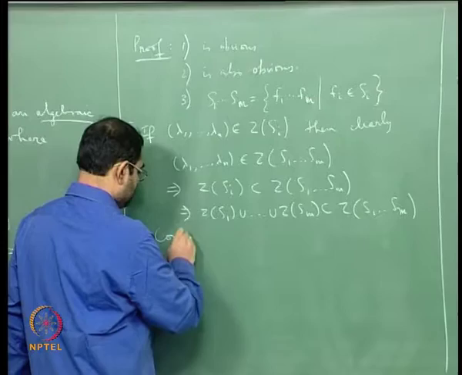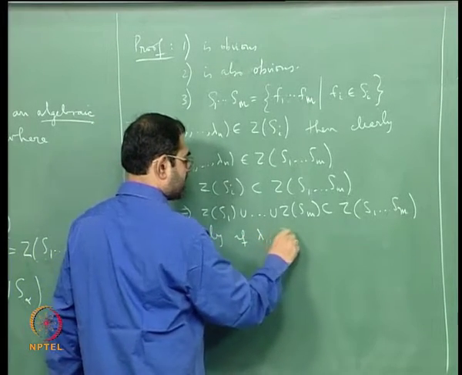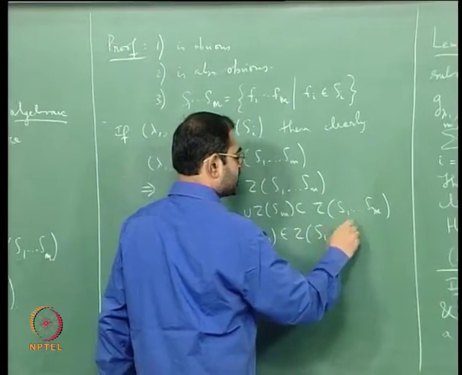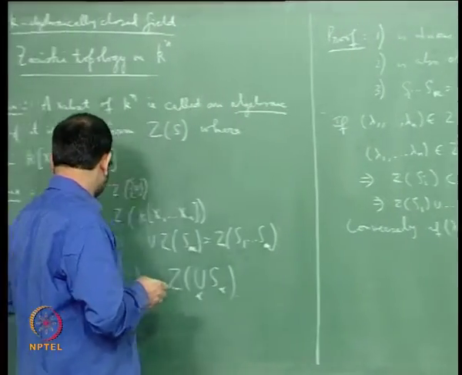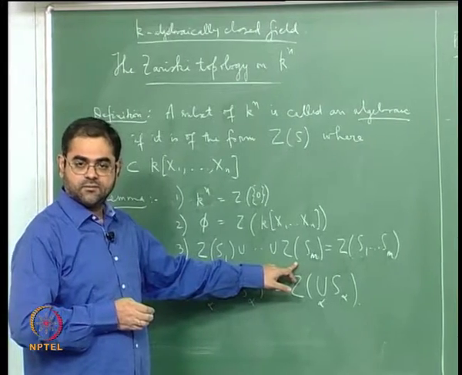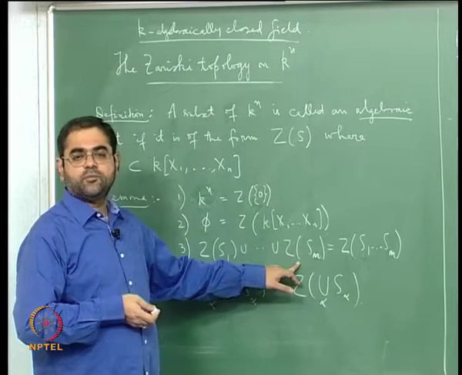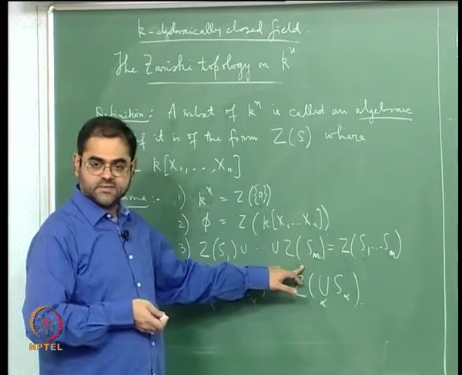Conversely, if (lambda 1, ..., lambda n) is in Z of S1 through Sm, then you have to show that it is in at least one of the Z of Si for some i. So how do you prove it? You prove it by contradiction. You assume it is not in any of the Z of Si.